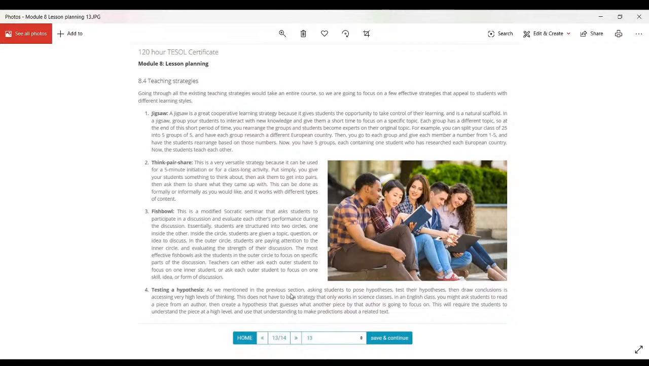All right, and lastly, testing a hypothesis. Okay, as we mentioned in the previous section, asking students to pose hypotheses, test their hypothesis, then draw conclusion is accessing very high levels of thinking. Pang-graduating na to, no? Yung mga nagawa ng thesis. Okay, anyway, alam natin na itong different learning styles na to, ito talaga yung most effective out of all different learning styles. Okay. Save and continue.